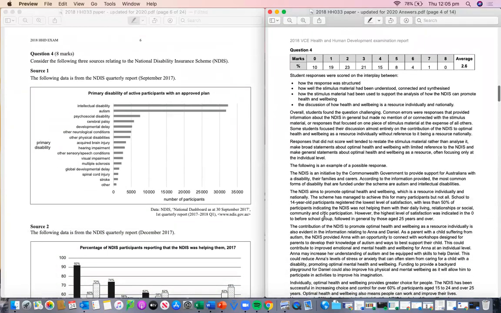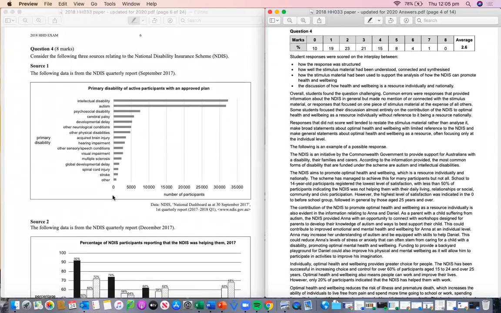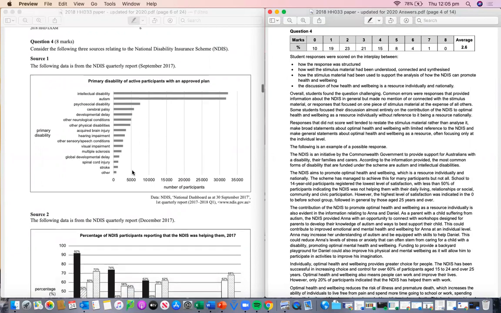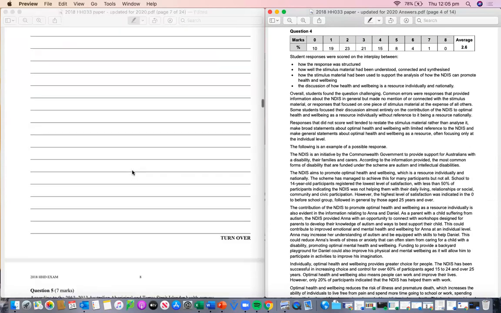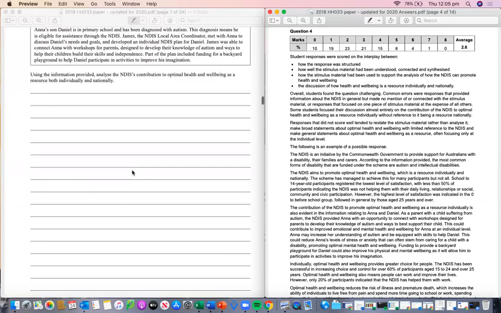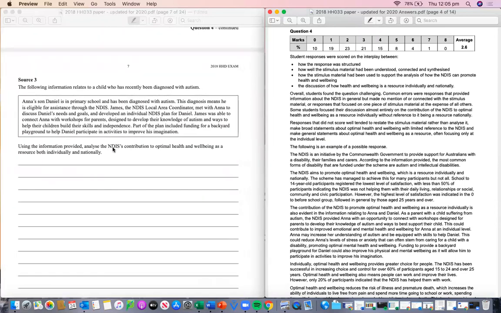Move on to question 4. Consider the following 3 sources relating to the National Disability Insurance Scheme. This was out of 8 marks in total. There are a couple of sources here, and as you can see, the question says, using the information provided, analyze the NDIS contribution to optimal health and well-being as a resource both individually and nationally.